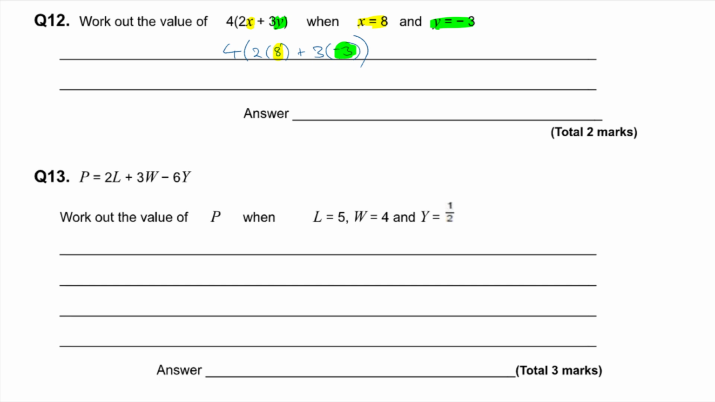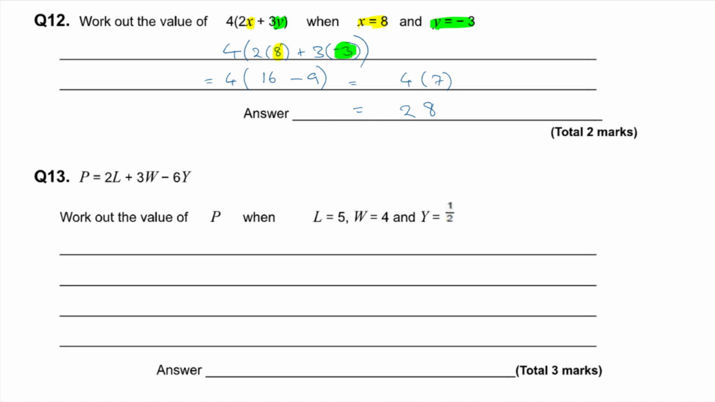Okay, right, so let's resolve what we've got here. So I've got 4 lots of, but I've got 2 times 8, 2 times 8 is 16, plus 3 lots of minus 3, which is minus 9. Okay, so that's 4 lots of 16 minus 9, but 16 minus 9, that is 7, isn't it? So I've got 4 lots of 7 in the bracket, and 4 lots of 7, that's equal to 28. That's going to be my final answer.